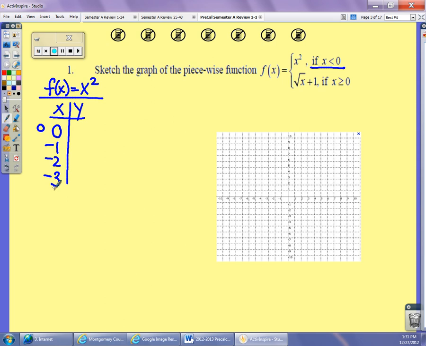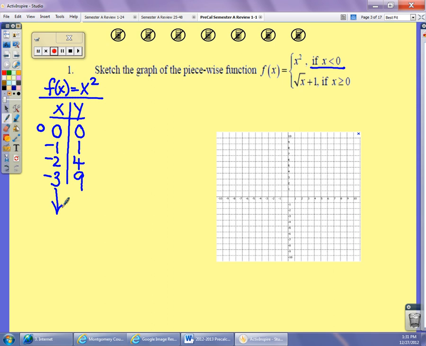Now let's plug those into the function, and we get 0 squared is 0, -1 squared is 1, -2 squared is 4, and -3 squared is 9. Remember, these values are going to go on forever and ever. So let's go ahead and at least plot this part of our graph.